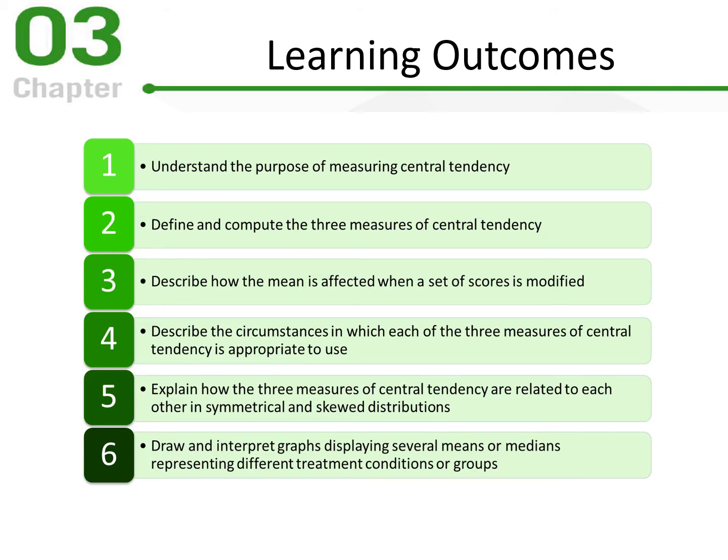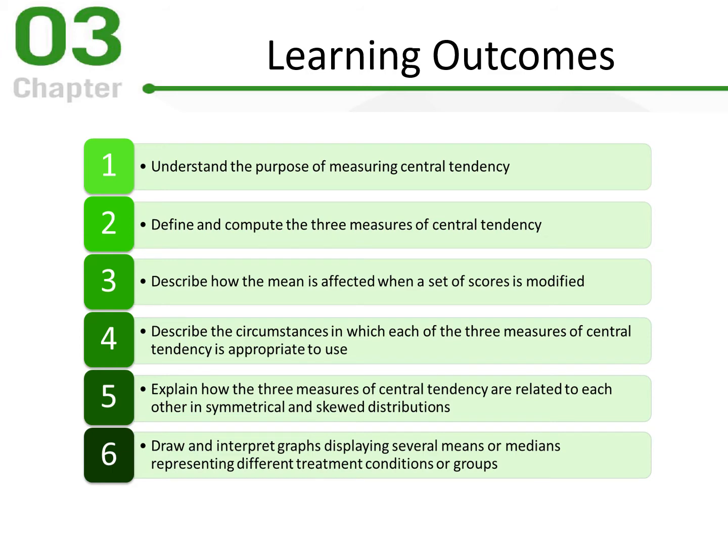That's the mean, median, and mode, which you should be familiar with in some manner from previous courses in your elementary school, middle school, and high school. Learning objective 3, describe how the mean is affected when a set of scores is modified. So what happens if we add a constant or multiply or divide by a constant? What happens to the mean when we apply a linear transformation to all scores of the data set?